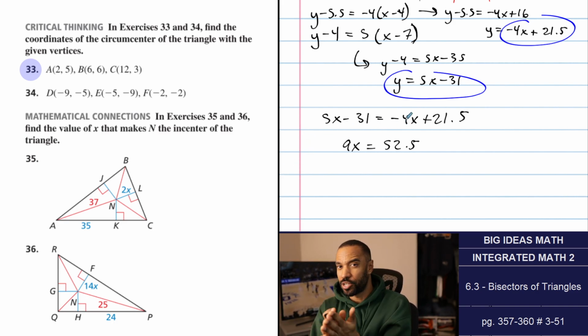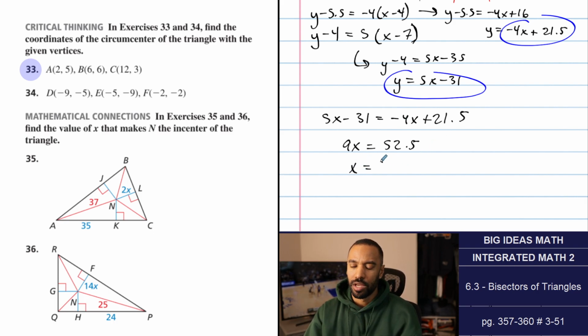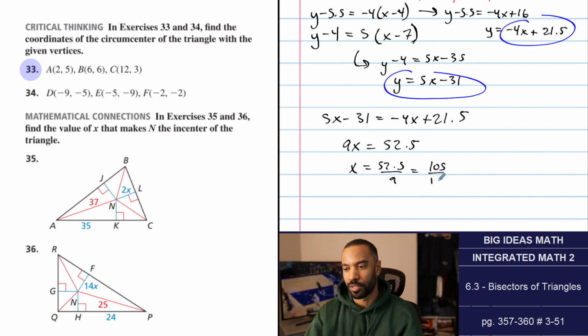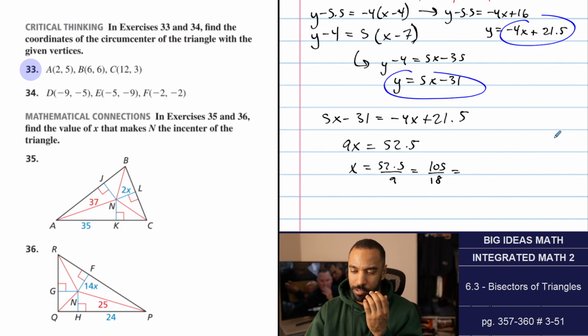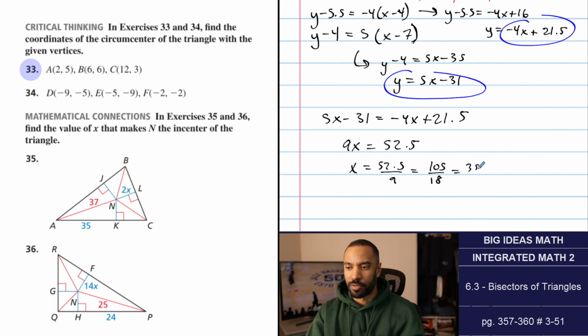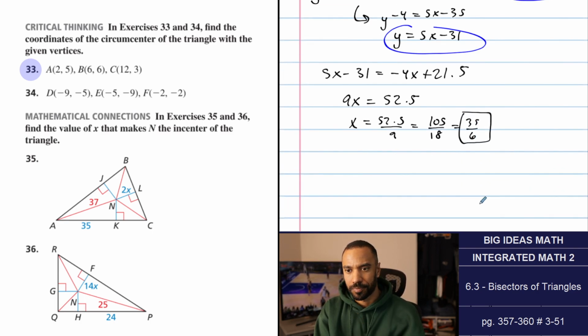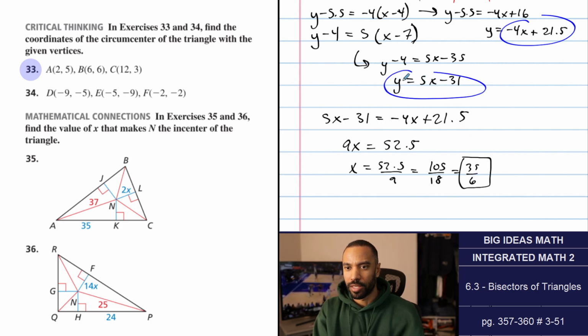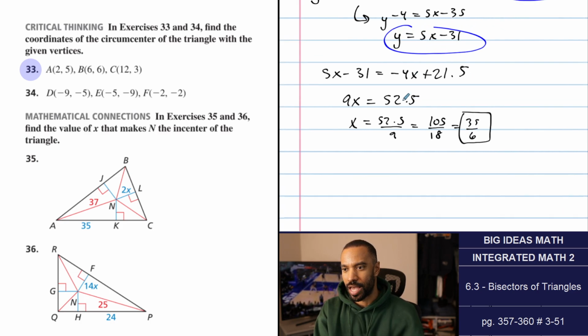I'm going to go for a fraction answer of some sort if I can. Let's see, x is 52.5 over 9. Let's expand that first. So like 105 over 18. And now let's reduce that back. Divided by 3, 35 over 6. So I'm going to work for that x answer there. Okay. The y value, let's plug in 35 over 6 into one of these. I'm going to use that one clearly.